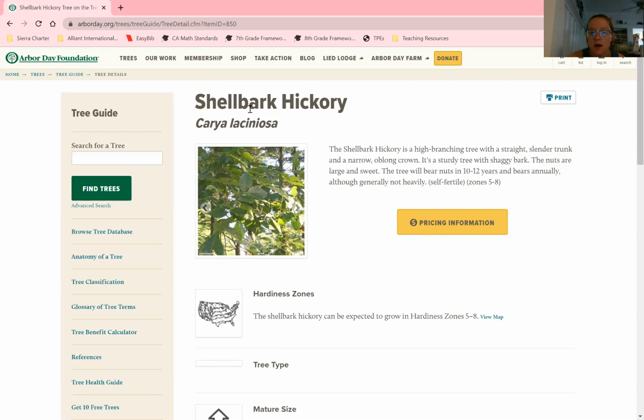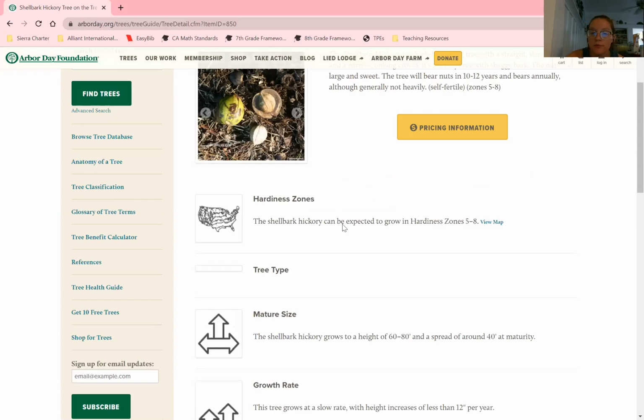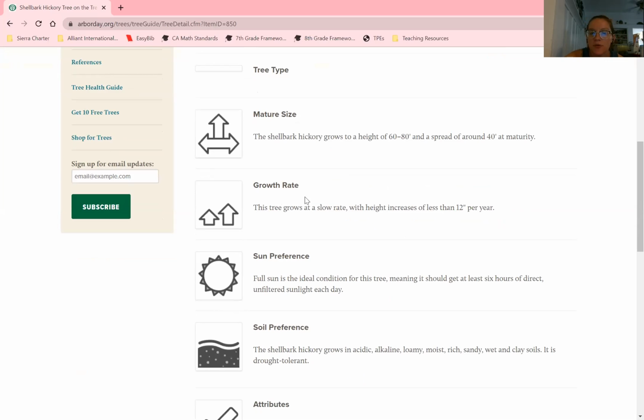You can see the name up at the top. To find its growth rate, I'm going to scroll down on this page, and it says my growth rate is slow. It's less than 12 inches per year. Okay, this paper says 10 inches per year. It's a slow rate. My mature size is right here. We can see the top mature size of my tree is about 80 feet, which is also written in the chart. So you are going to find your tree. You are going to write down this information in your chart, and that's going to sum up part A.